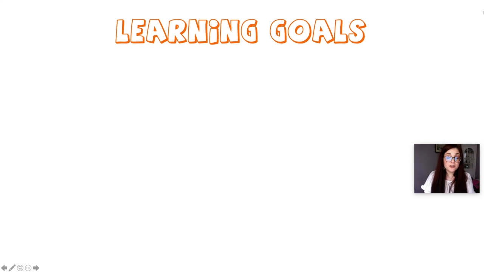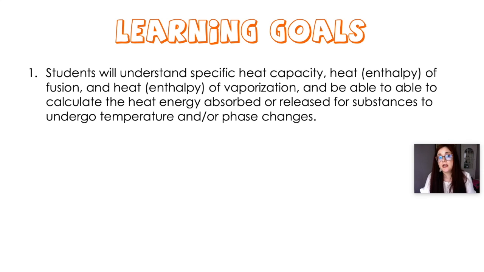The first learning goal states that you will understand the specific heat capacity, heat or enthalpy of fusion, the heat or enthalpy of vaporization, and you'll be able to calculate the heat energy that's absorbed or released for substances to undergo temperature changes and/or phase changes. I thought this was a really nice segue from phase diagrams, what we just talked about, into more of the quantitative heat that's associated with those, more of the numerical calculations with heat transfer and with temperature changes.